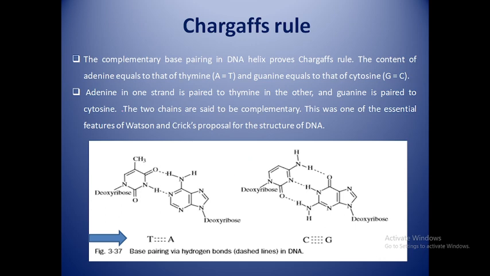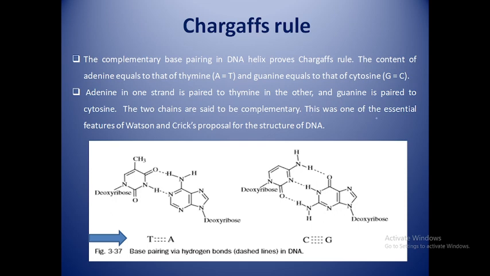This is the adenine in one strand is paired to thymine in the other, and guanine is paired to cytosine. So here guanine and cytosine, it is not a double bond, it is a triple bond, meaning three hydrogen bonds are there. That was a wrong mistake. The two chains are said to be complementary.